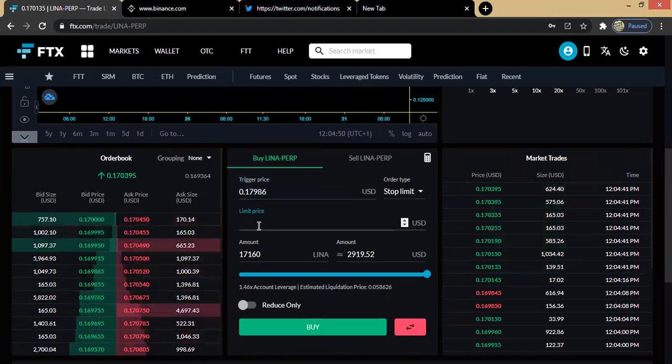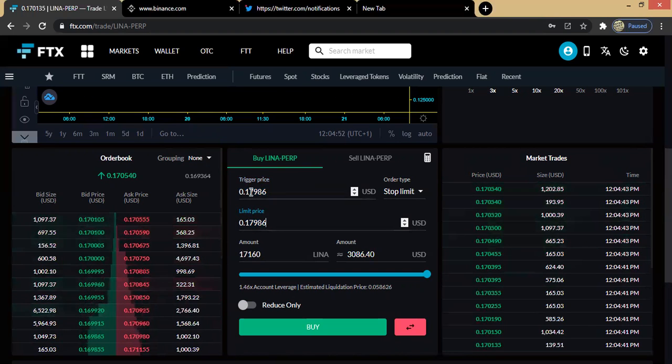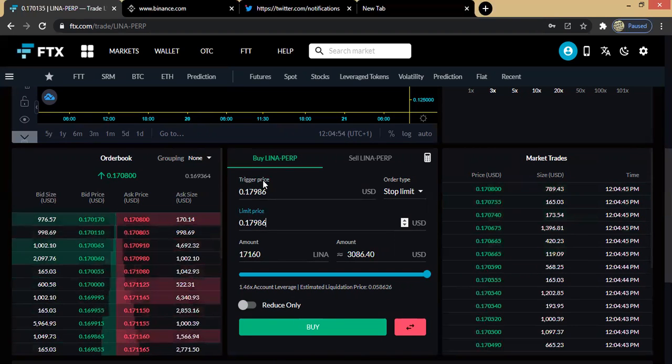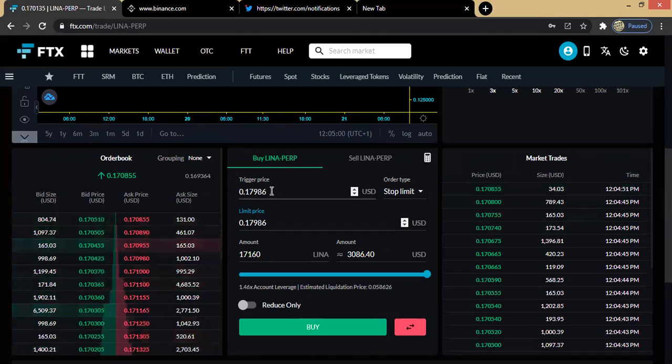Like I said, your trigger price has to be a bit, not much, a bit lower than your limit price. So in that case, we could have, let's say, 0.17984, or maybe 0.17980. Let's just put it that way. So 0.17980 as our trigger price, and then our limit price is that very price we are told to buy.